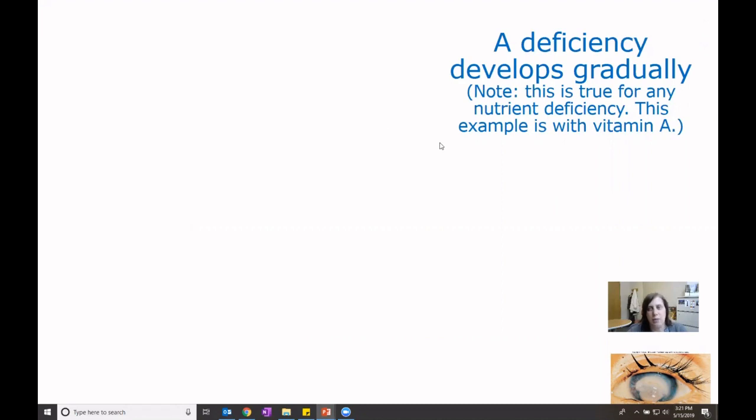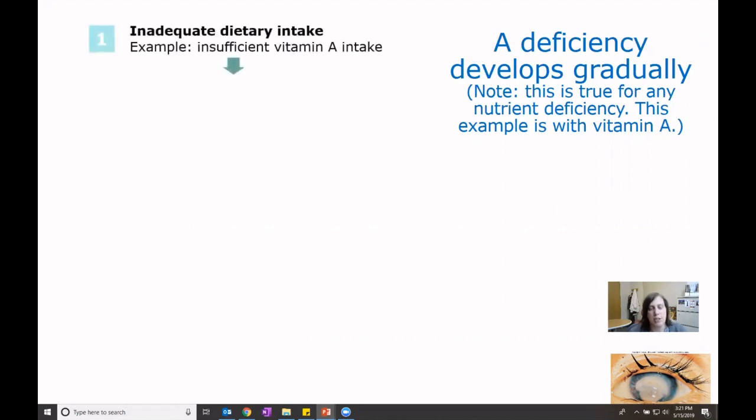So this page here, I want to take you just through how a deficiency develops. This is not on the test, but this is just information for you to have an understanding of how deficiencies might develop gradually. What does that look like? This example is with vitamin A. It'll be very similar with other vitamins. So first, you're going to see inadequate dietary intake.